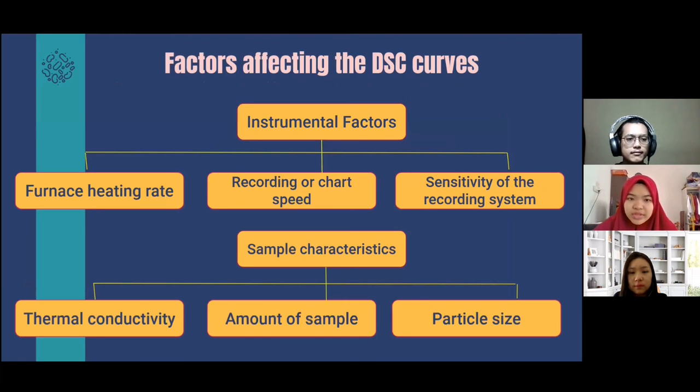Okay, there are 2 factors that affect the DSC curve. The first one is the instrumental factors, such as furnace heating rate, recording or chart speed, and the sensitivity of the recording system. While for the sample characteristics, it is things like the thermal conductivity, the amount of sample, and also the particle size.